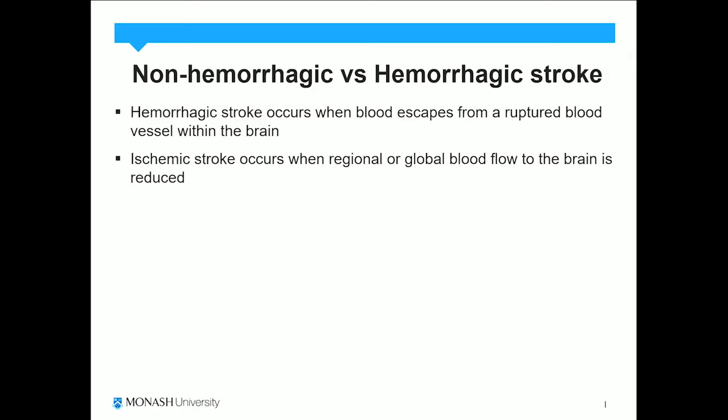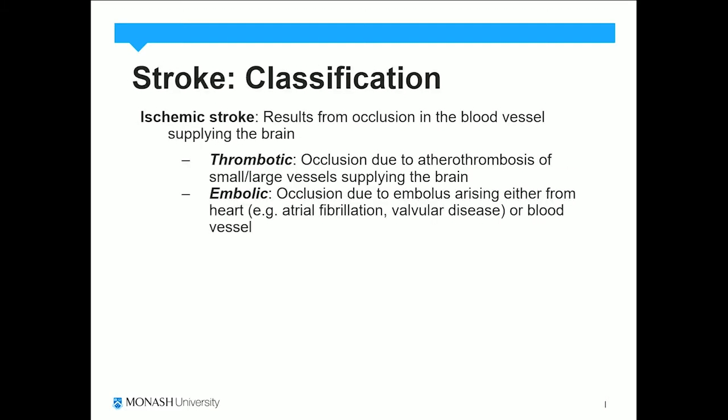Now, the two different types of stroke: non-hemorrhagic stroke and hemorrhagic stroke. A hemorrhagic stroke occurs when blood escapes from a ruptured blood vessel within the brain, whereas ischemic stroke occurs when regional or global blood flow to the brain is reduced. An ischemic stroke results from occlusion of a blood vessel that supplies a part of the brain.